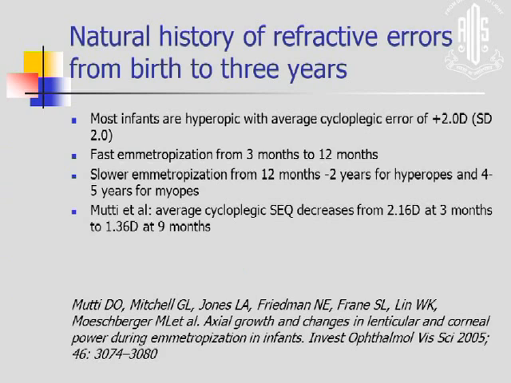As Dr. Swati already mentioned, most of these infants are going to have a very fast emmetropization right from the age of 3 months till about the end of the first year of life. And from there on till about 2 to 3 years of age, the emmetropization process slows down a little, but is still quite significant. And this process will continue a little more slowly till almost 5 to 6 years of age. And the average cycloplegic spherical equivalent decreases from about 2.16 to 1.36 diopters in the 6-month period analyzed by this study.